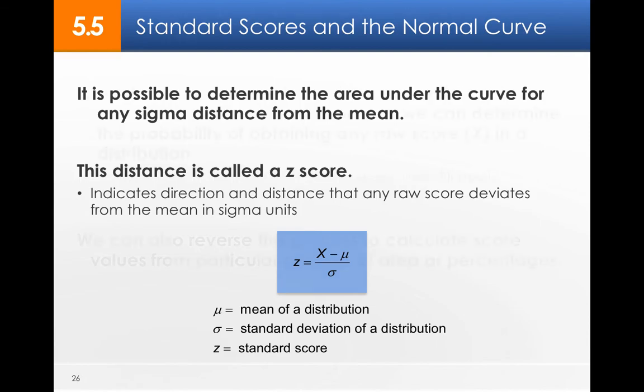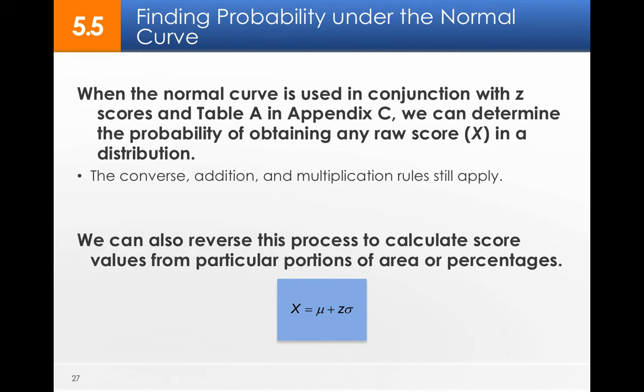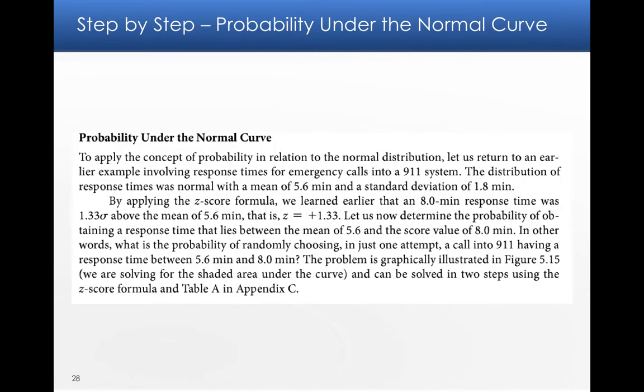Pretty easy calculation. Okay. When the normal curve is used in conjunction with a Z-score, and we can use table A to look at Z-scores, we can determine the probability of obtaining any raw score in a distribution. Okay, we can also reverse this process as well. So let's look at a problem here.